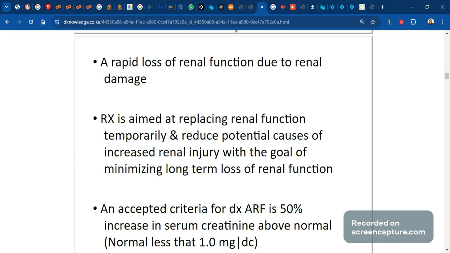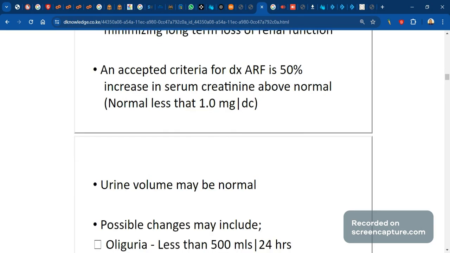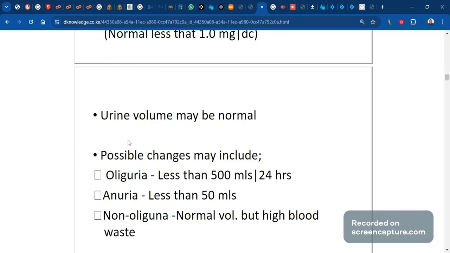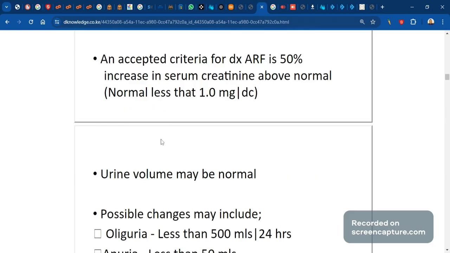The treatment is aimed at replacing renal function, at least temporarily, to reduce the potential for increased renal injury, with the goal of minimizing long-term loss of renal function. An accepted criterion for diagnosis of acute renal failure is a 50% increase in serum creatinine above normal, whereby normal is less than 1 milligram per deciliter.